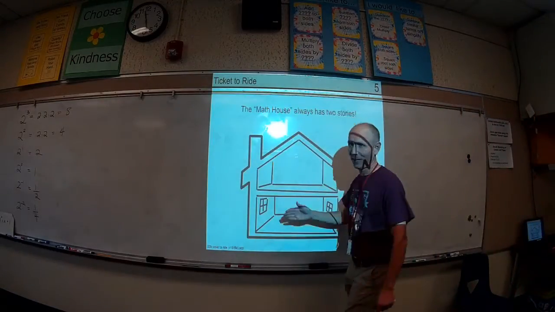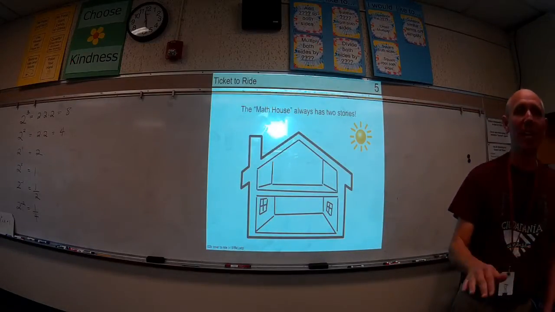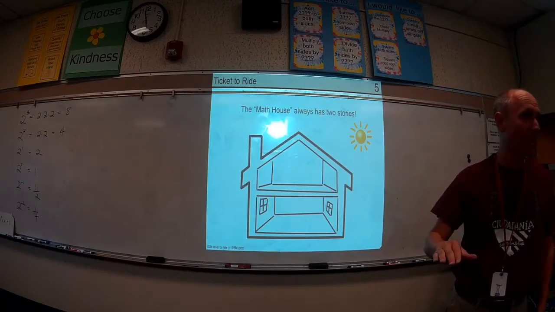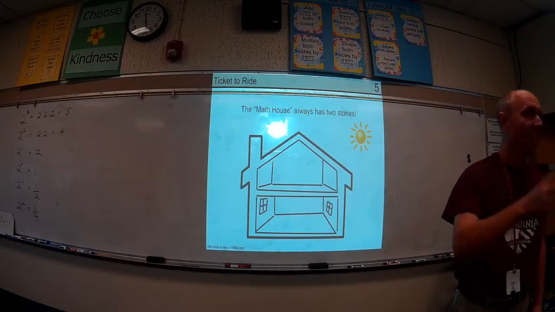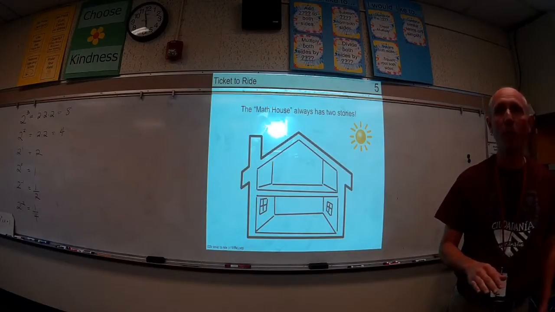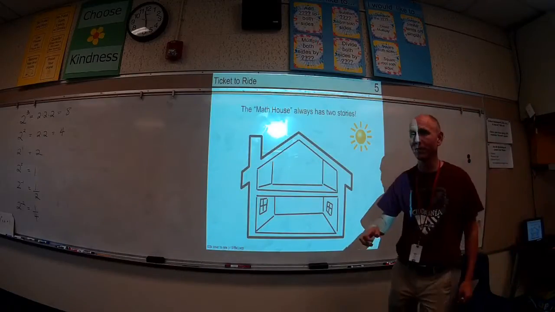This is the math house. Everything in the math house is 2 stories. There are no single-story math houses. Everything is 2-story. Are there any ranch houses? No, because a ranch is a single story. Are there split levels? No. Are there mobile homes? No. Everything, unless it's a 2-story mobile home, which do exist, I guess.